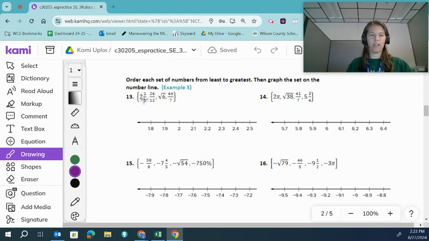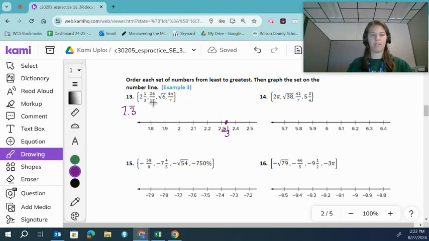We have 2 1/3. If we turn 1/3 into a decimal, we get 2.3 repeating. So that is right about here on our number line. Okay, 2 1/3. And then 26/12.